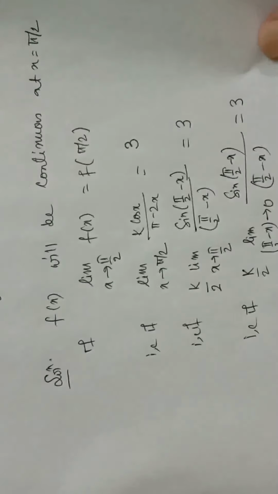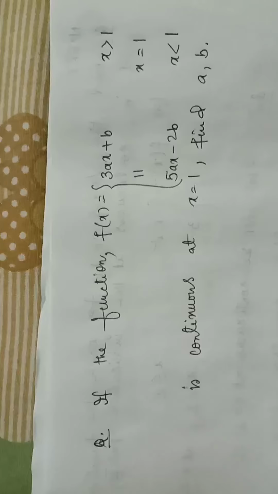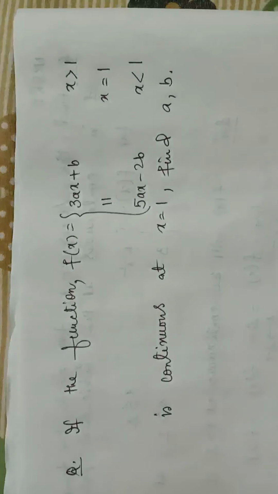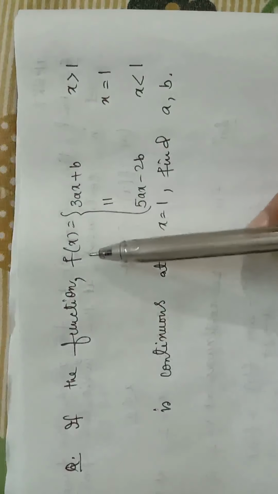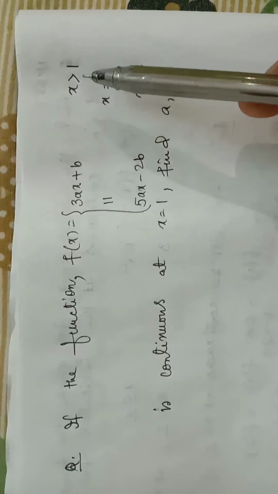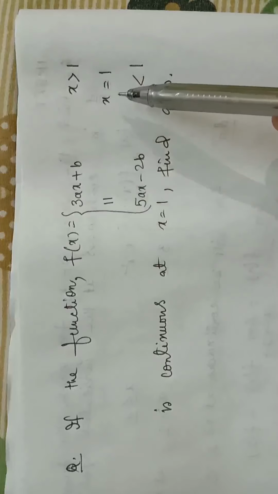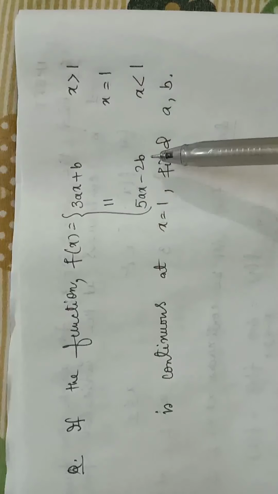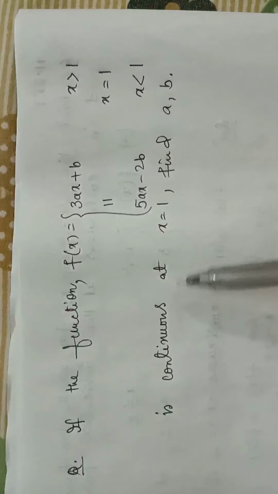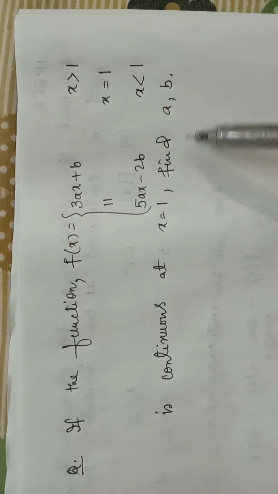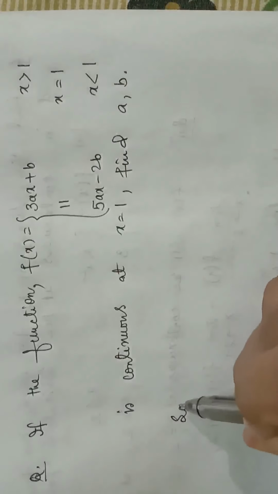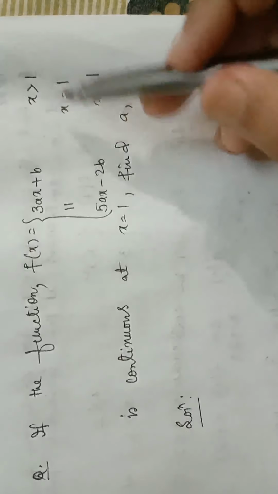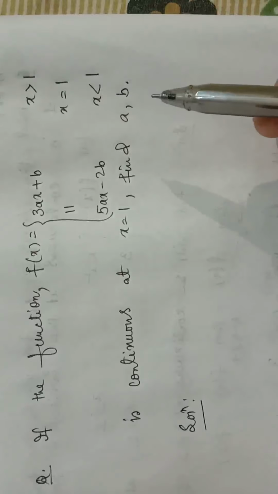These are simple but important questions for board exam. This question is from CBSE board exam paper. Given this function f(x) equal to 3ax plus b when x more than 1, 11 when x equal to 1, and 5ax minus 2b when x less than 1, is continuous at x equal to 1. Find the values of a and b. This is in split form.